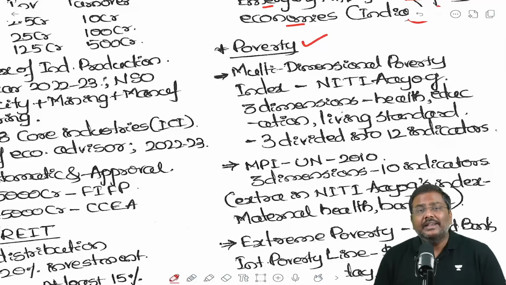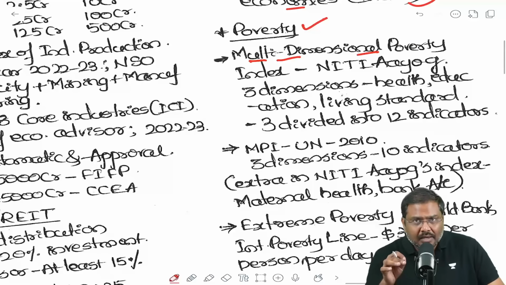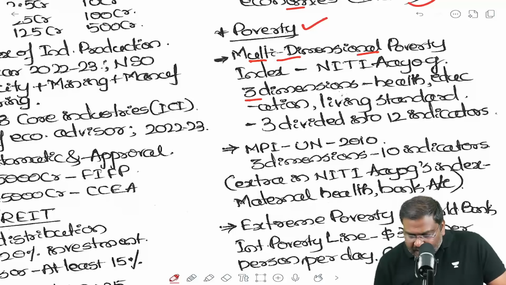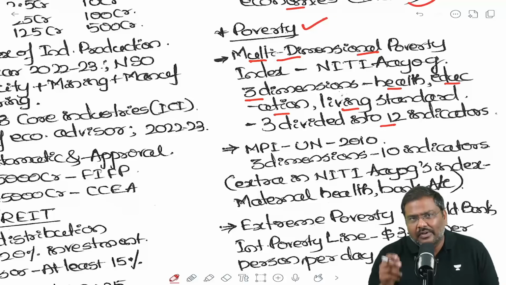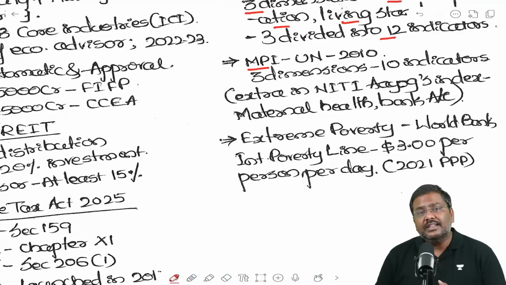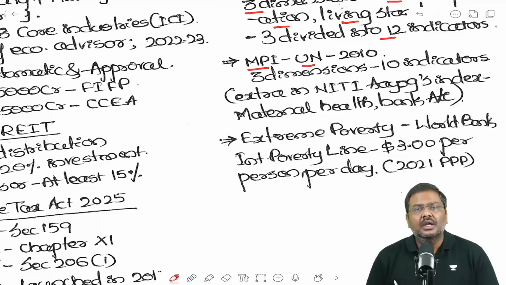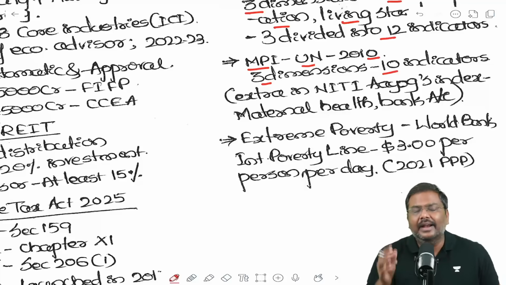What about the poverty data? We have the multi-dimensional poverty index which is published by Niti Aayog. It uses three dimensions: health, education, and living standard. These three dimensions are further divided into 12 indicators. We also have the multi-dimensional poverty index which is published by United Nations. It started in the year 2010. It has the same three dimensions but has only 10 indicators.